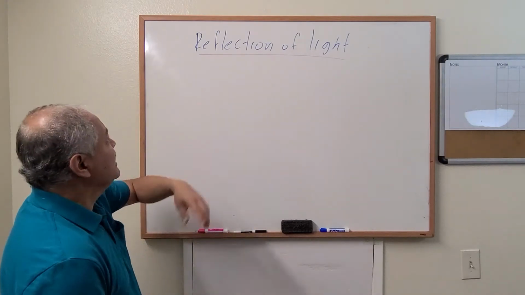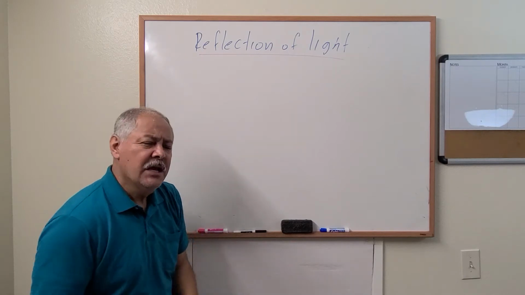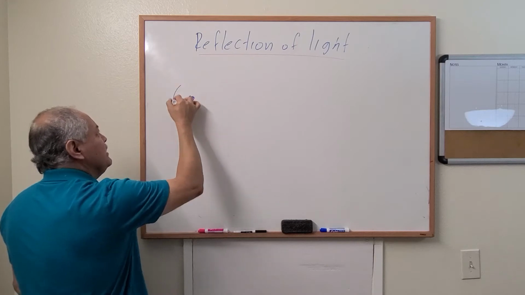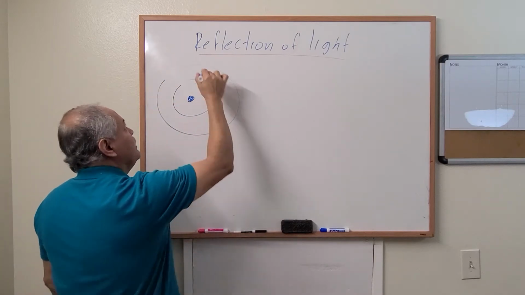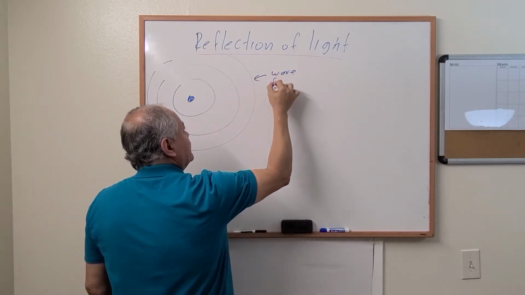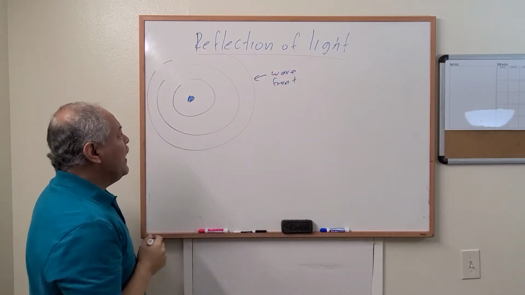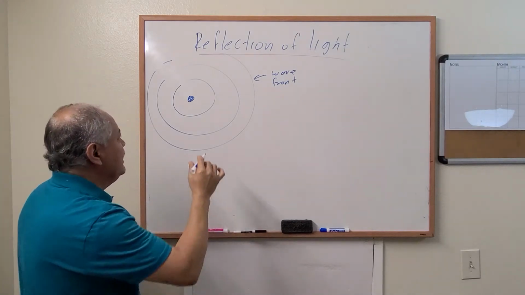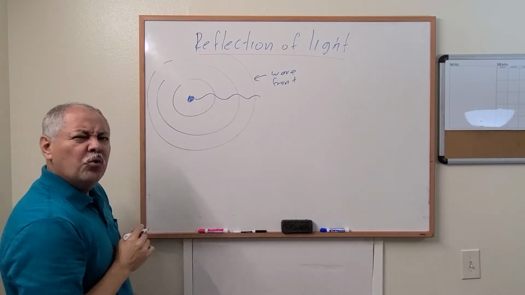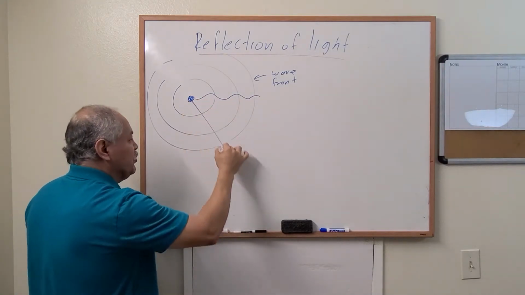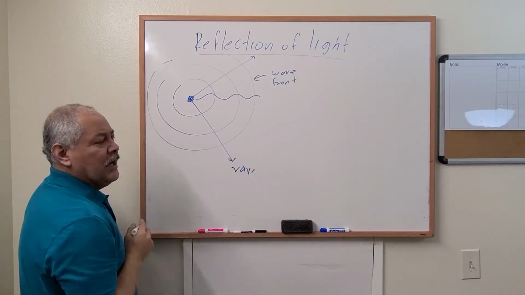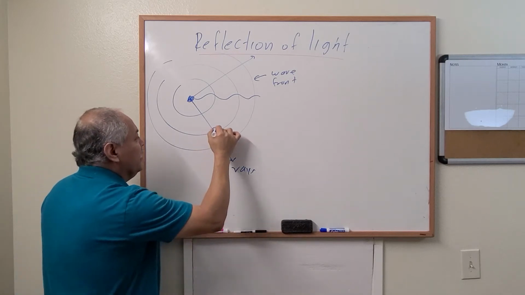Okay, let's go for the next topic, which is reflection of light. Imagine that we have a source of light and we have light in this way, right? Spherical waves, correct? Like in this situation, we call this the wave front, right? And also we can represent these waves like waves, or we can represent these waves like straight lines. We call these rays. The rays are perpendicular to the wavefront.